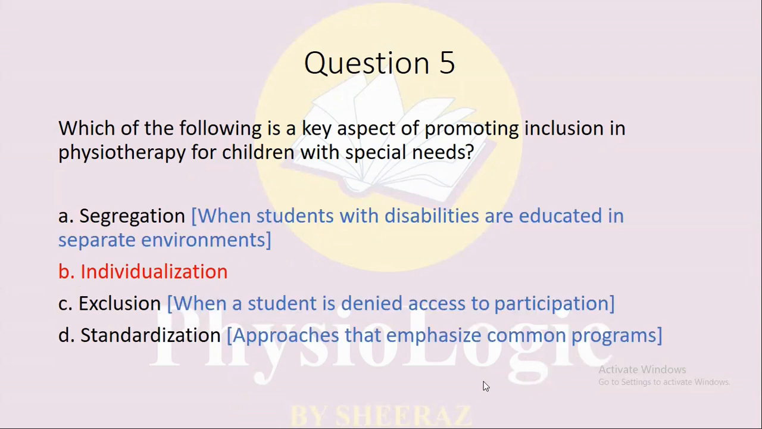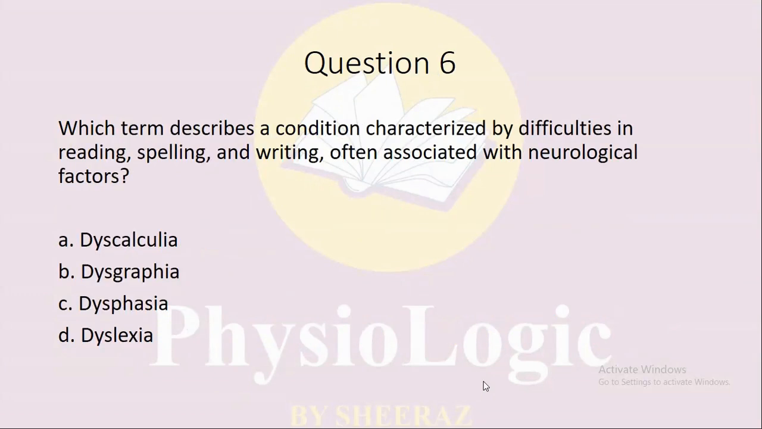Segregation is when students with disabilities are educated in separate environments. This is not recommended. Option C, exclusion, is when a student is denied access to participation. This is also not recommended. And option D, standardization, is approaches that emphasize common programs. This is also not recommended, as the main purpose is focusing on each special kid's needs individually. So individualization is the correct answer.